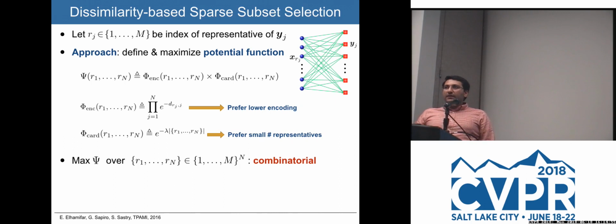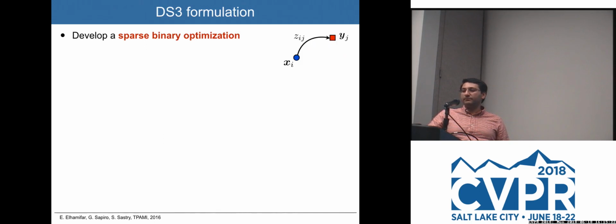At the end of the day, as I said, we want to maximize this potential function psi over all possible sets of assignment variables, R1 up to Rn. Each of these variables is going to take m possibilities, so we are going to have a combinatorial number of possibilities, m to the n. So how can we effectively solve this combinatorial optimization problem? To do it, we change the problem into an optimization over a set of binary assignment variables.